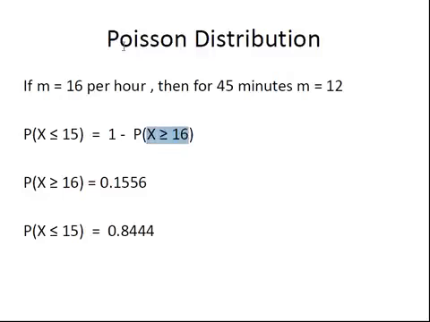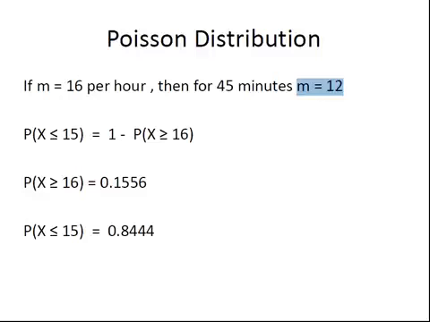Just remember the Poisson distribution is a discrete probability distribution. It is not a continuous distribution, so that is why the complement of x less than or equal to 15 is x greater than or equal to 16. If we look at the tables, we'll find that the probability of x greater than or equal to 16 is 0.1556, and we just subtract that from 1. Now again, for a 45-minute period, we have to change the Poisson mean to suit a 45-minute period, and the Poisson mean is therefore going to be 12.